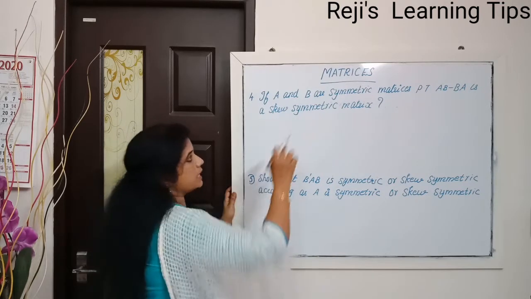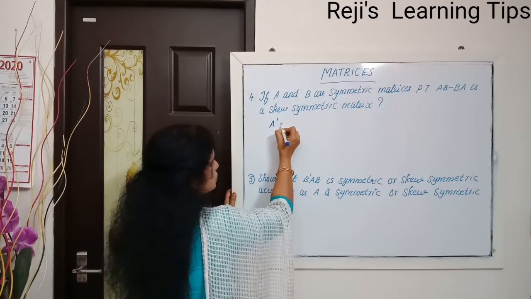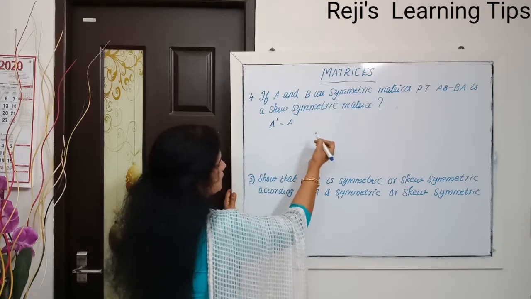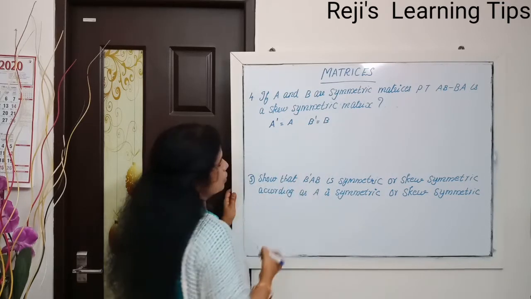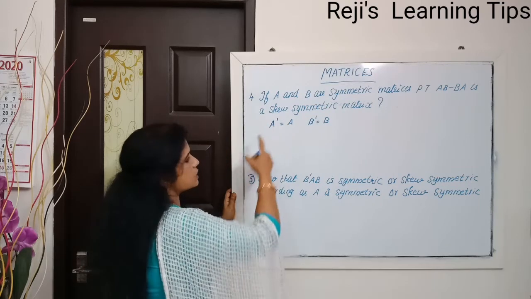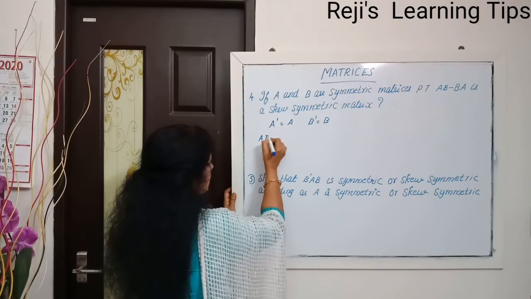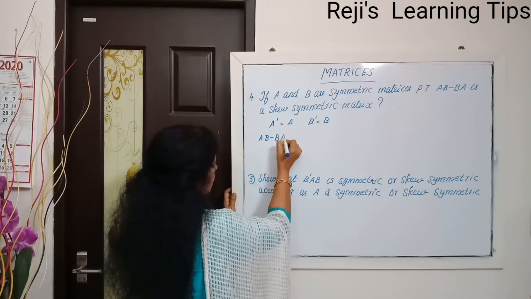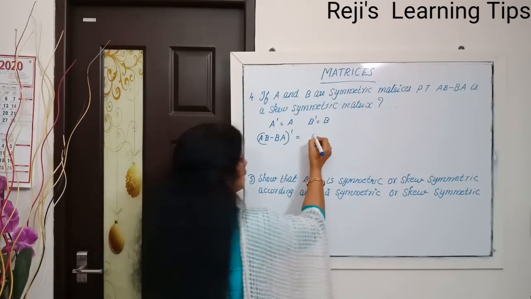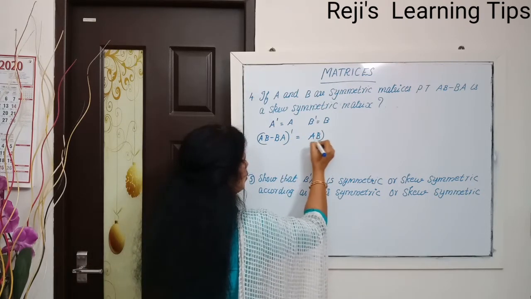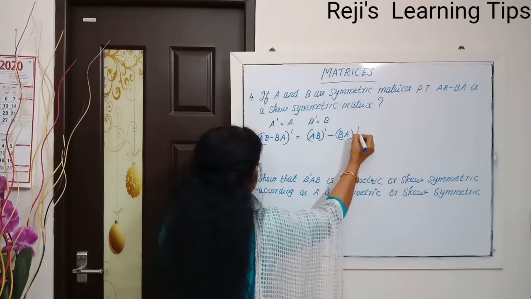A and B are symmetric matrices. This means A transpose is equal to A, and B is also a symmetric matrix, that is, B transpose is equal to B. We have to prove that AB minus BA is a skew symmetric matrix. (AB minus BA) the whole transpose is equal to (AB) the whole transpose minus (BA) the whole transpose.